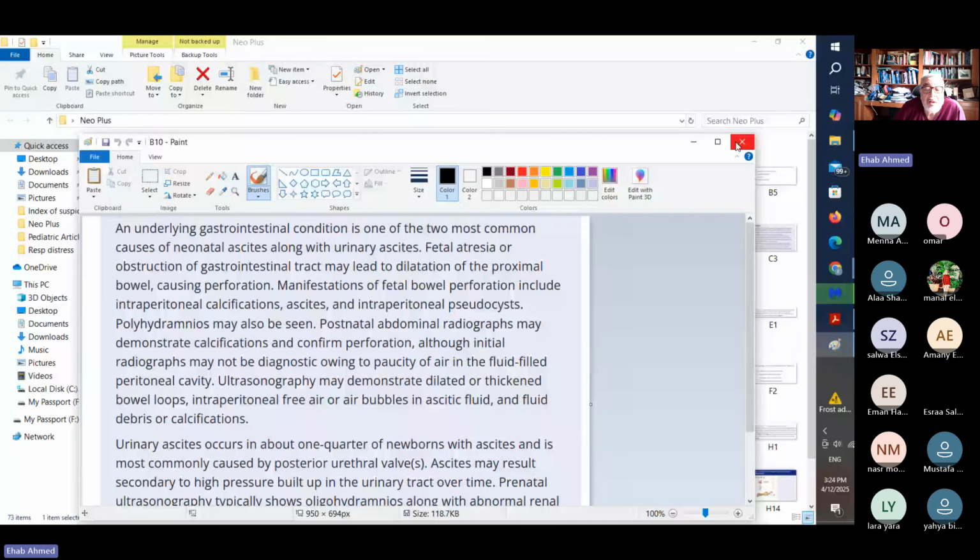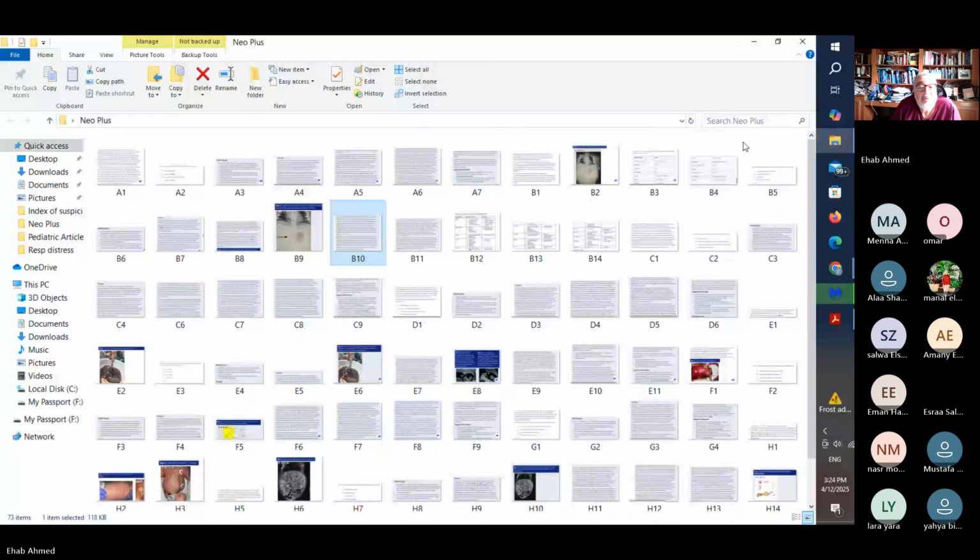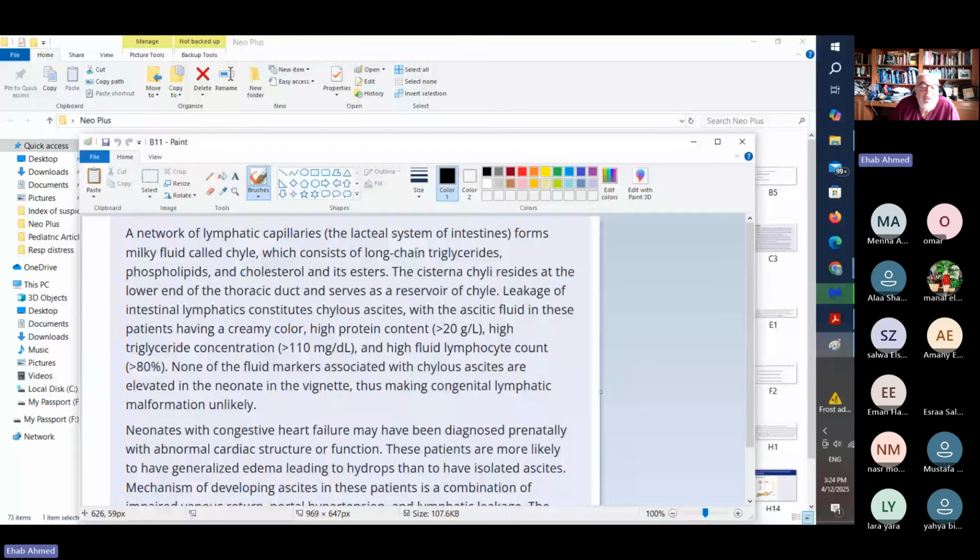And then we're going to talk about the lymphatic drainage of the GI tract and how, if there is ascites, there is lymphatic fluid causing it, as we are going to see. And then congestive heart failure, how it can cause ascites and what the characteristics of that are. I will send all this to you.